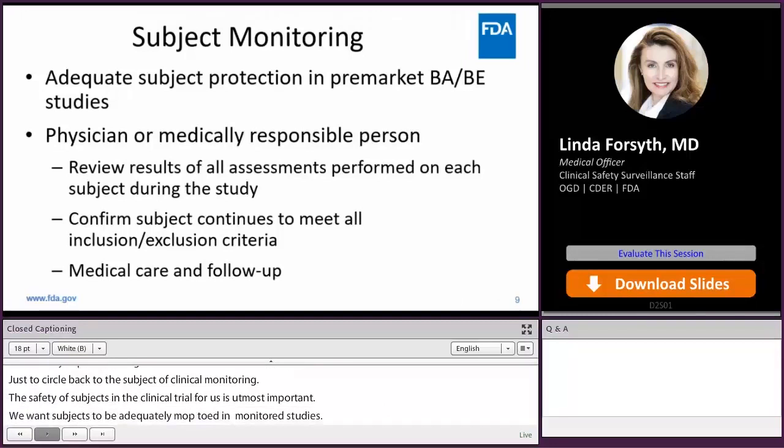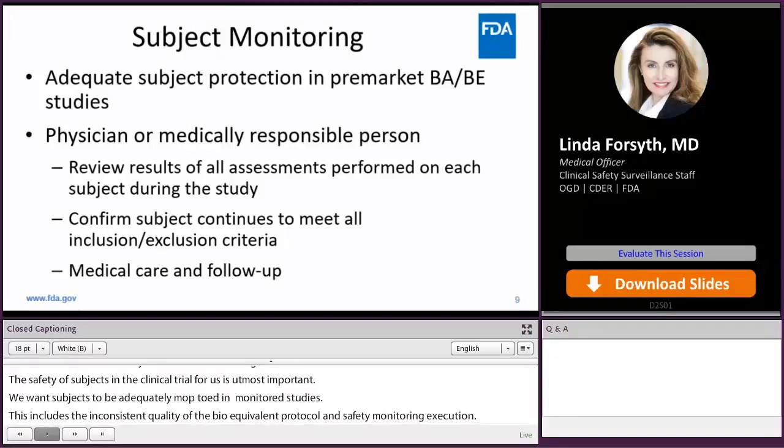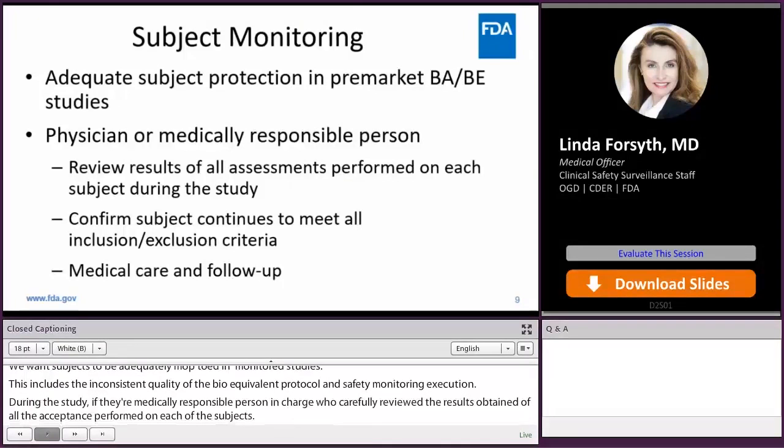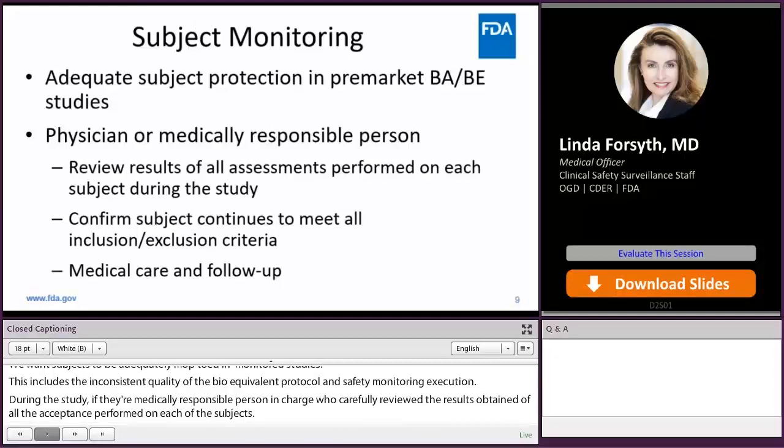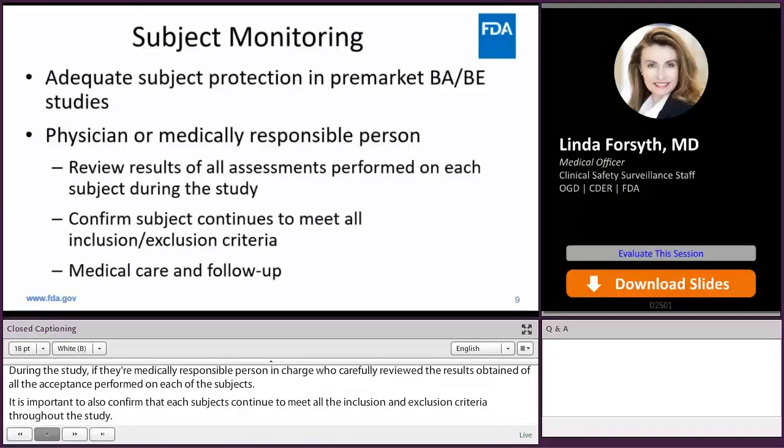During the study, is there a medically responsible person in charge who carefully reviews the results obtained of all of the assessments performed on each of the subjects? It is important to also confirm that each subject continues to meet all the inclusion and exclusion criteria throughout the study. And finally, if an SAE occurs, we want to assure the subject receives appropriate medical care and is adequately followed to the resolution of the event.